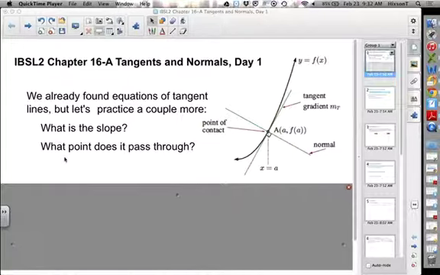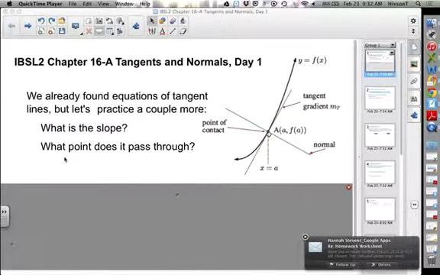Okay. Now we're going to practice a couple of finding equations of tangent lines. We did do this in the last chapter a little bit, but I want to do a couple here, and then we're going to use the same two functions as we look at other applications throughout the day. But first of all, let's take a look at this diagram here.